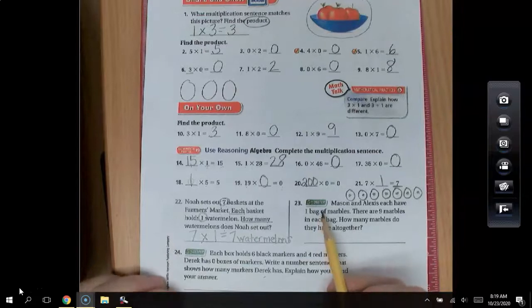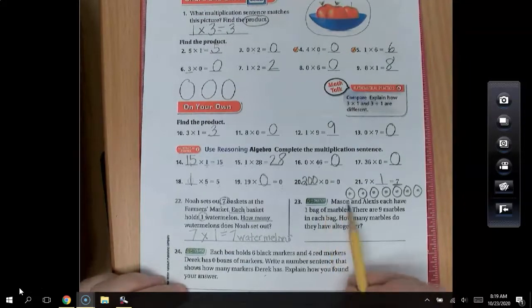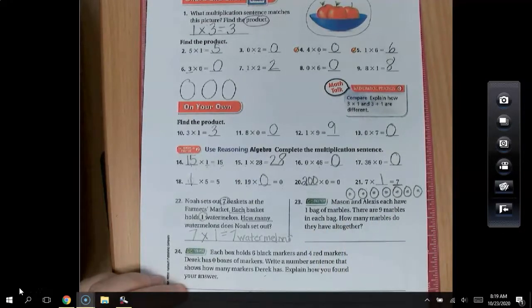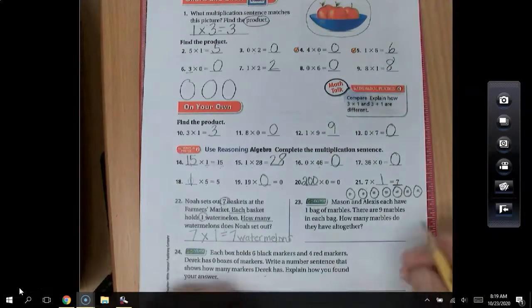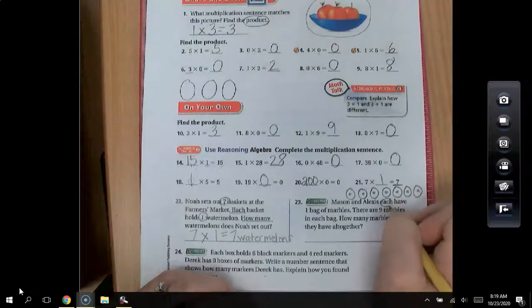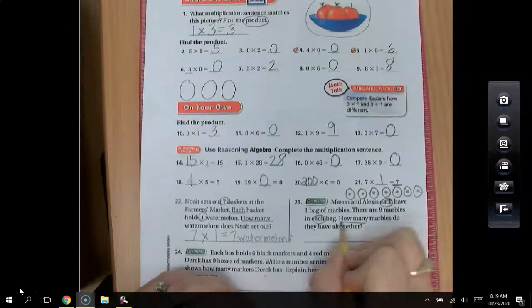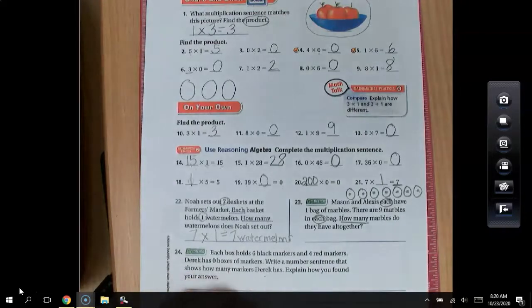They want us to go deeper. It says Mason and Alexis each have 1 bag of marbles. There are 9 marbles in each bag. How many marbles do they have all together? Well, I see clue words. I see the word each, and how many. I know that I need to multiply. Well, what do I need to multiply?